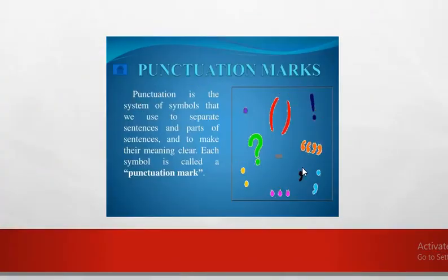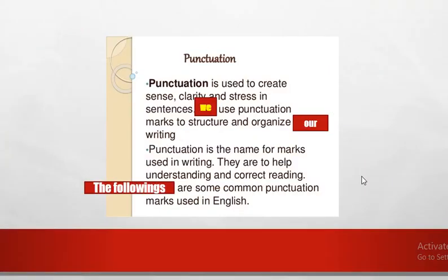Now come to the point of the definition of punctuation marks. Punctuation marks is the system of symbols that we use to separate sentences and parts of sentences and to make their meaning clear. Each symbol is called a punctuation mark. Let us see another definition. Punctuation is used to create sense, clarity, and stress in sentences. We use punctuation marks to structure and organize our writing.